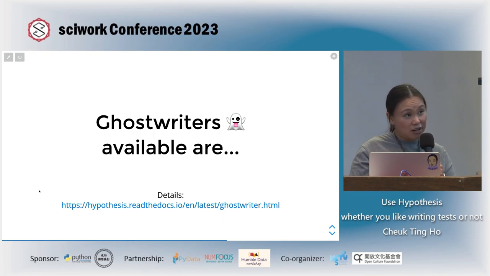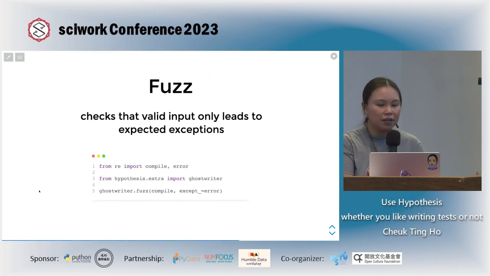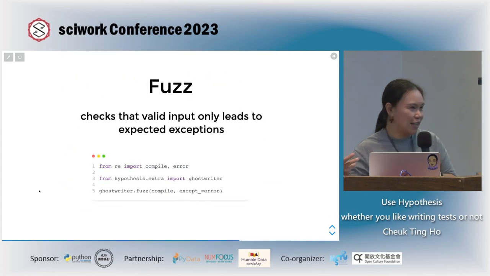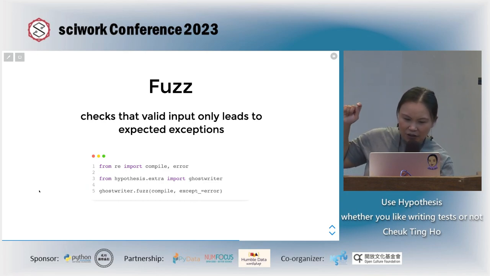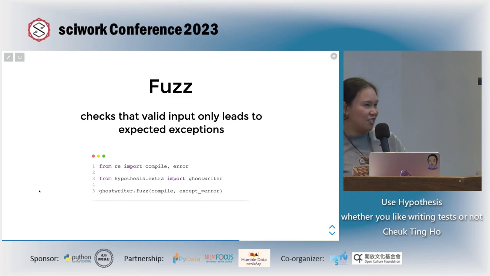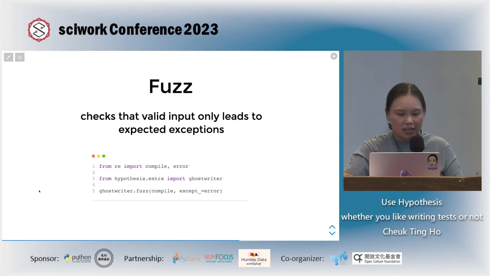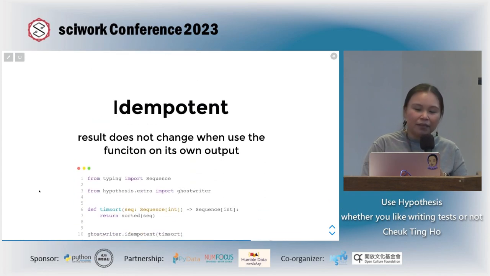The test can also be generated using the following strategies. One of the strategies is just to run the code. For example, I want to run this compile function in re, and you can use a fuzzer to run it with certain parameters to see if it works. And then if there's an error, you will see that if the type is wrong, the function won't work at all. It doesn't matter what the output is, it just won't work. It will give you an error.